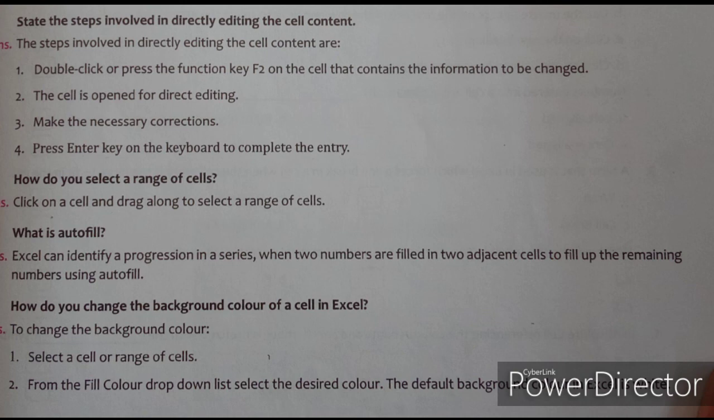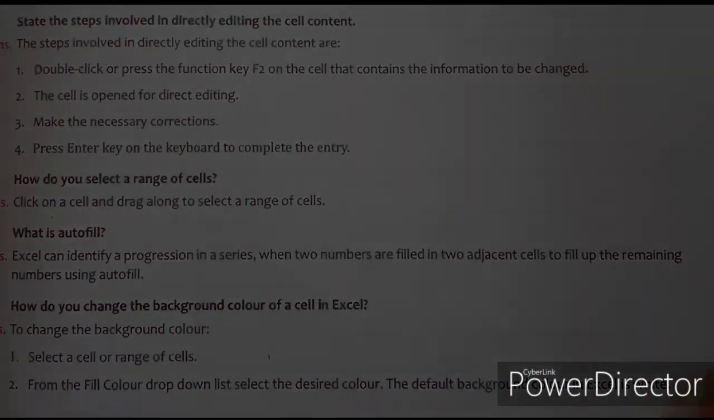What is autofill? Excel can identify a progression in a series when two numbers are filled into adjacent cells, and fills up the remaining numbers using autofill. How do you change the background color of a cell in Excel? To change the background color, select a cell or range of cells. From the fill color drop-down list, select the desired color. The default background color in Excel is white.